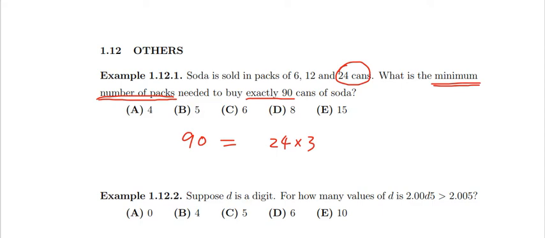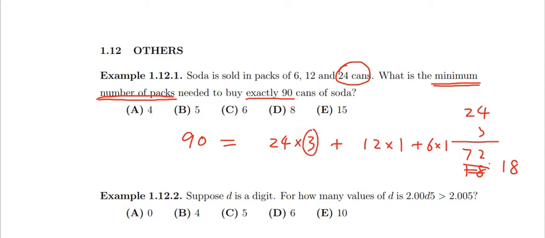So we just need 3 packs of 24. 24 multiplied by 3 equals 72, right? So from 90, we still have 18 remaining. So for this 18, we use one pack of 12 plus one pack of 6. So the total number of packs is 3 plus 1 plus 1, so 5, right?